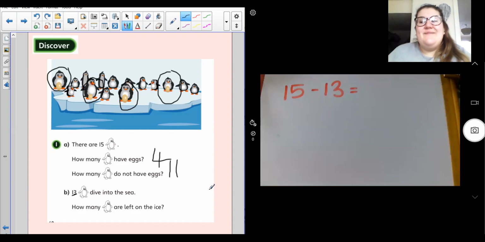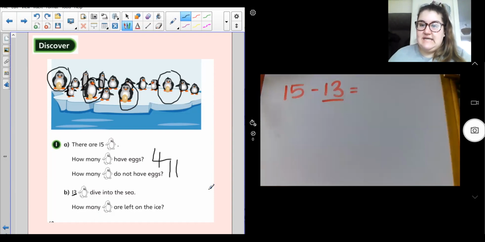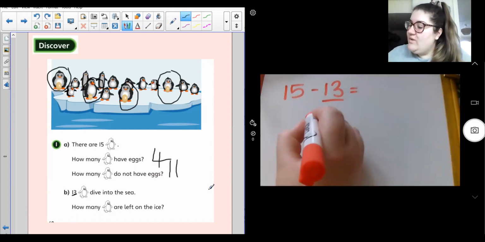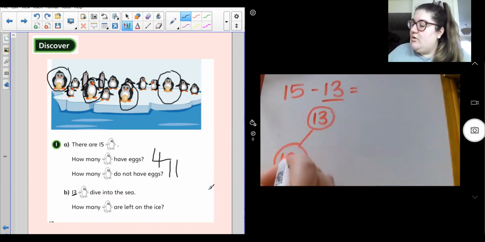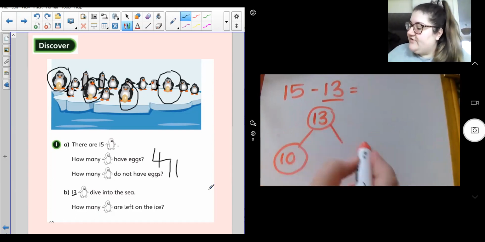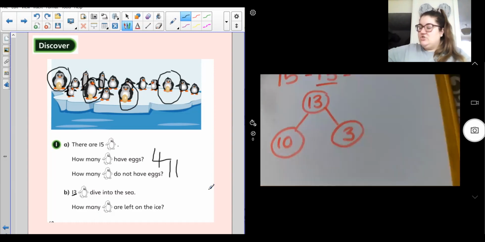Now, I don't think it's very efficient to find 15 and count back 13 times. I think that's going to take me quite a while. So I'm going to think about this in my tens and my ones, and I'm going to partition the number 13. Okay, so within the number 13, I know that I've got 1 ten and I've got 3 ones.